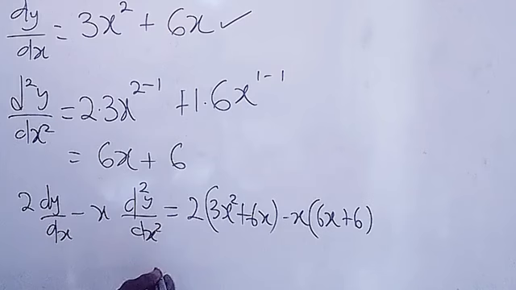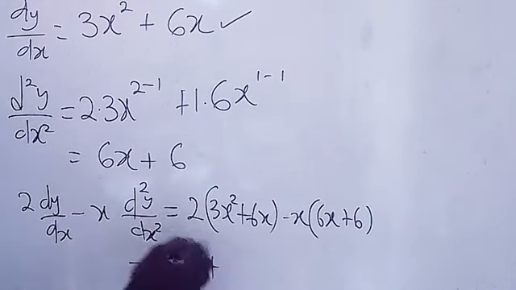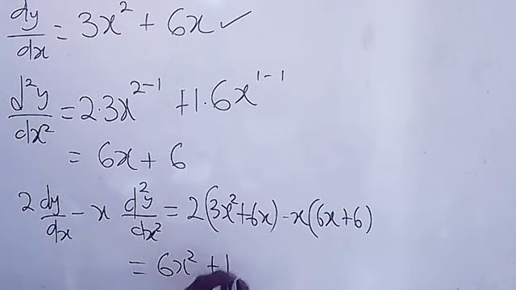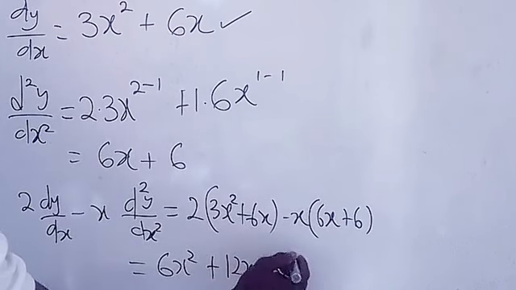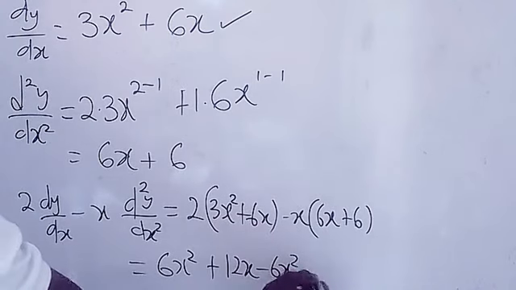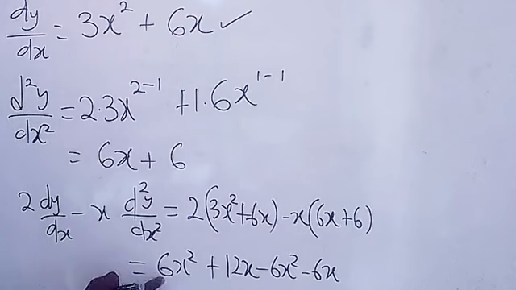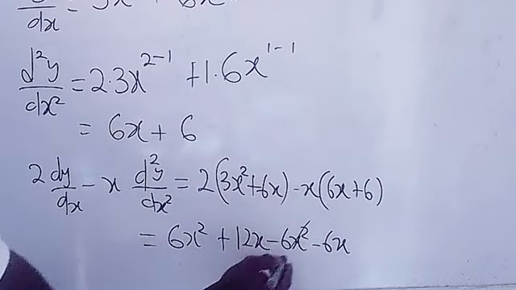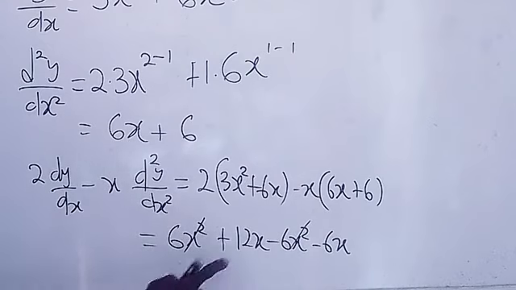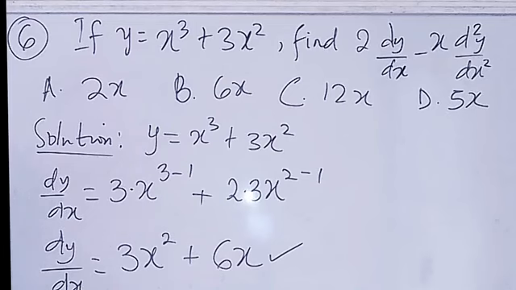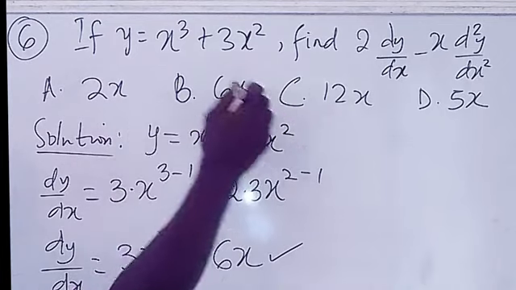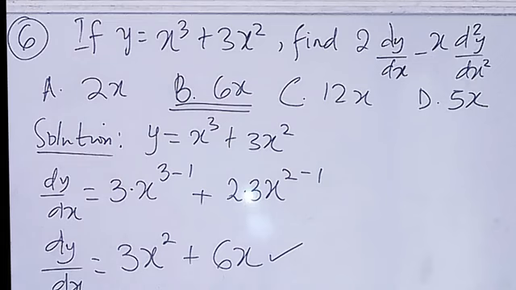All right, so from here, try to open the bracket. 2 times this, we're going to have 6x squared plus 2 times 6x, we're going to have 12x, and minus x times 6, we're going to have minus 6x squared, and minus x times this, we're going to have minus 6x. Now looking at this, we have 6x squared there, we have 6x squared there, so we cancel this because it's going to be 0. 12x minus 6x, we're going to have 6x. So therefore, all of this equals 6x. Looking at the options we have, we can see we have option B to be the solution.